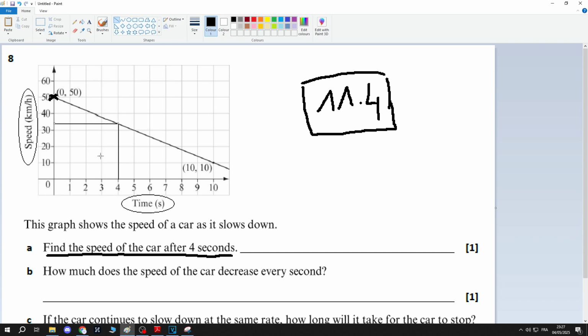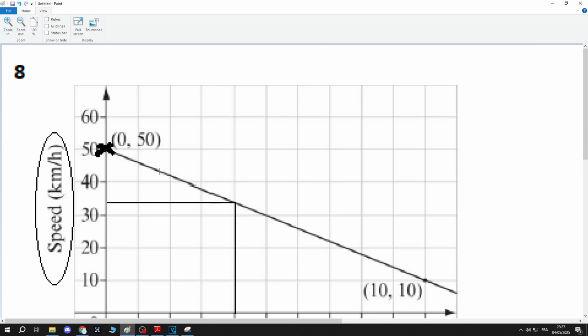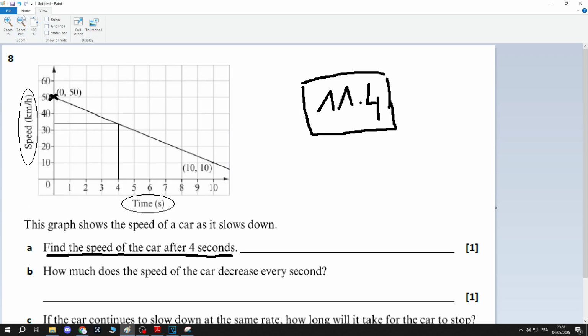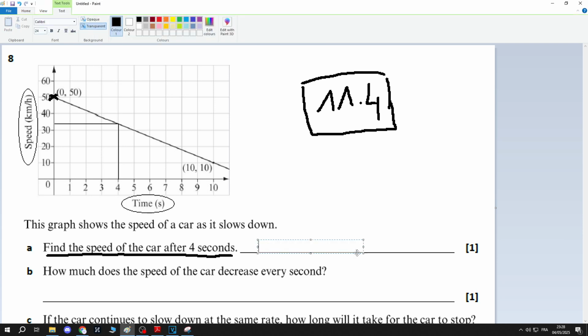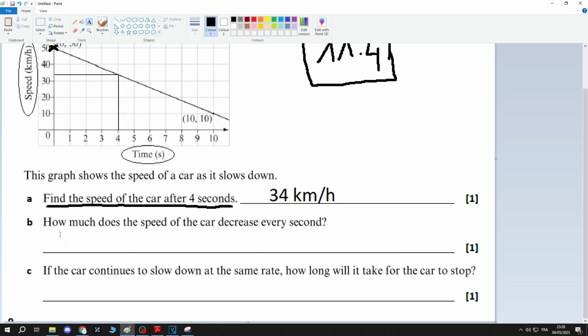So let's try to get an accurate measurement. All right, that seems good enough. And from what I can judge, it falls exactly on, I believe, 34 kilometers per hour. So let us write 34 kilometers per hour. All right, that's question A. Now, how much does the speed of the car decrease every single second? Every second.